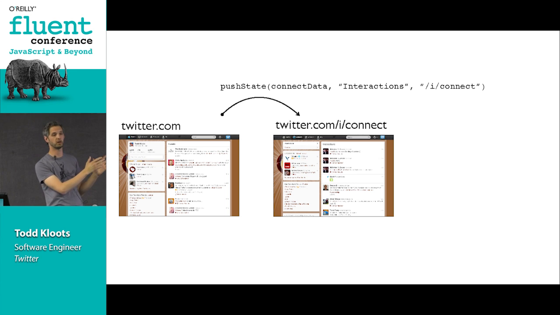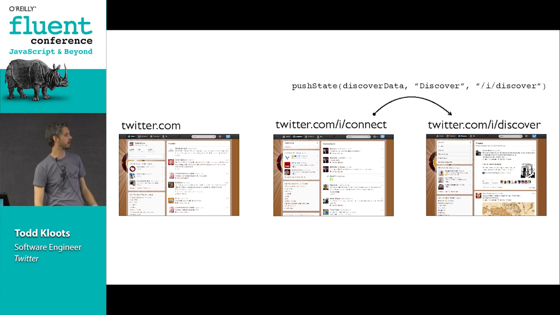So we've already gone from twitter.com to the Connect tab, and again, we facilitated that navigation via pushState. We can then navigate from Connect to Discover via the same means. So we'll hijack the click on the link to Discover. We'll make an Ajax request for the Discover page content, update the view, and then call pushState to add an entry in the history for that particular page that we've navigated to.